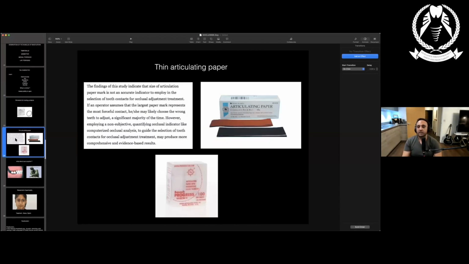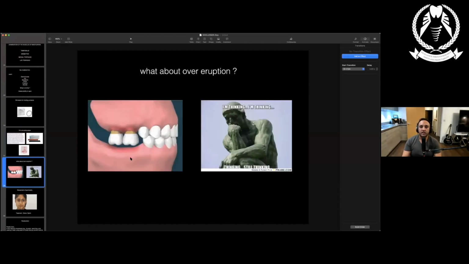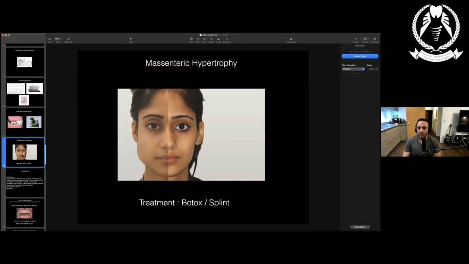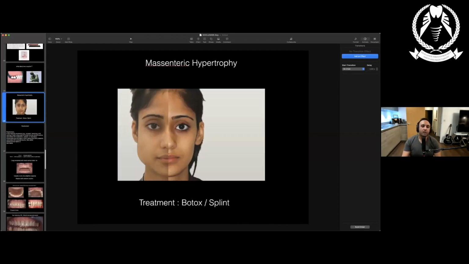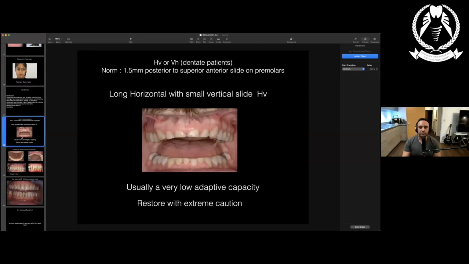There are different types of articulating paper out there. But as I said, using different colors and using the thin ones are good. Look at things like over-eruption of your patients, and are they over-erupting in the interarch space? We've talked about that. We've talked about masseteric hypertrophy, the arc of closure of patients. And we're going to talk a little bit about parafunction in patients like this.